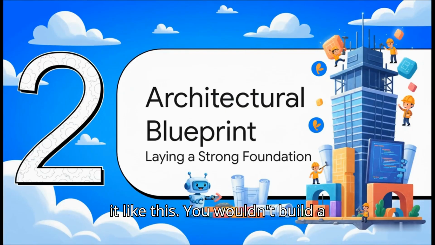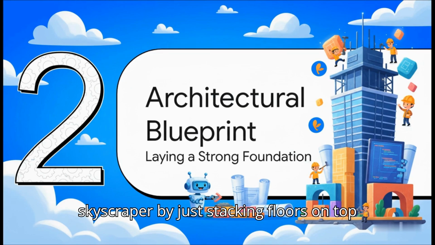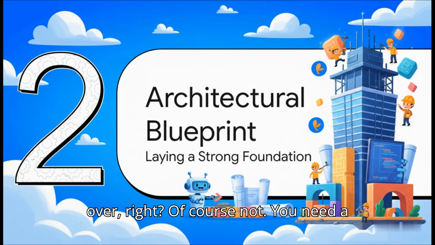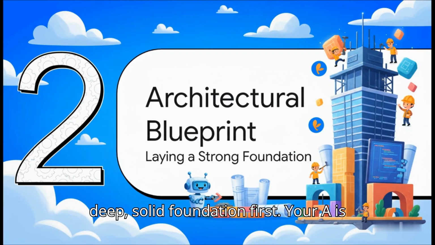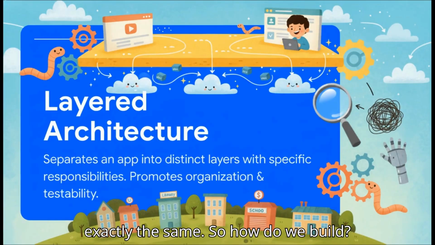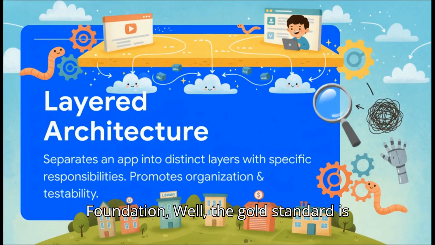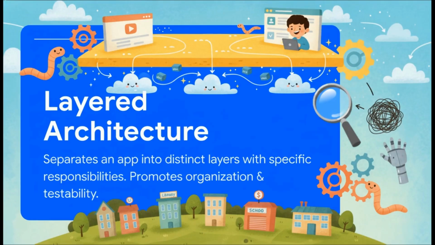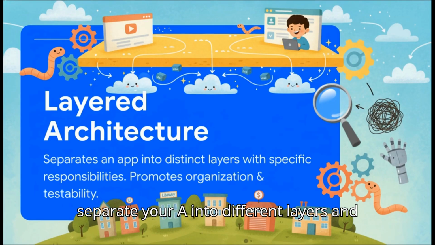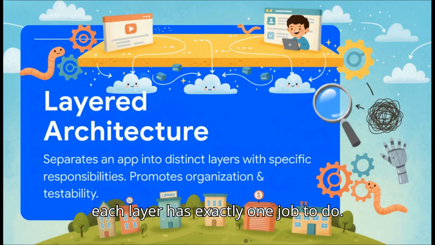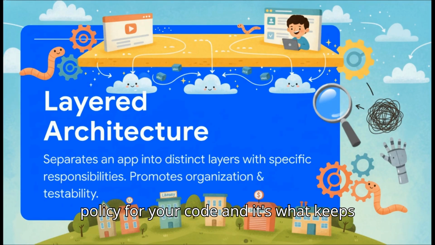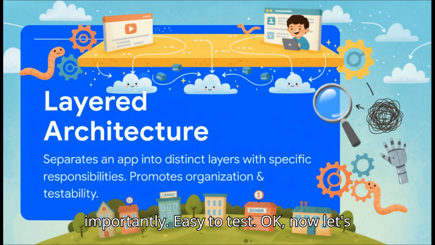Just think about it like this. You wouldn't build a skyscraper by just stacking floors on top of each other and hoping it doesn't fall over, right? Of course not. You need a deep, solid foundation first. Your app is exactly the same. So, how do we build that foundation? Well, the gold standard is what we call a layered architecture. Now, that might sound a little academic, but the idea is incredibly simple. You just separate your app into different layers, and each layer has exactly one job to do. It's the ultimate stay-in-your-lane policy for your code, and it's what keeps everything organized and, more importantly, easy to test.